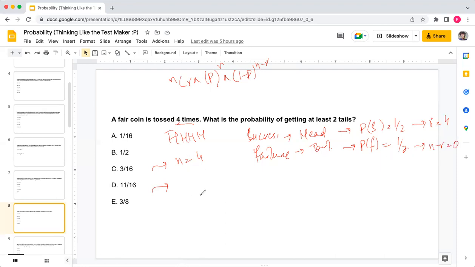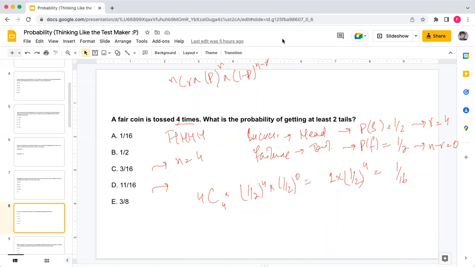So if I use the formula, we have 4C4 into 1 by 2 power 4 into 1 by 2 power 0. So that will be 4C4 equal to 1 into 1 by 2 power 4, which is 1 by 16, right? So now, yes, answer is 11 by 16.